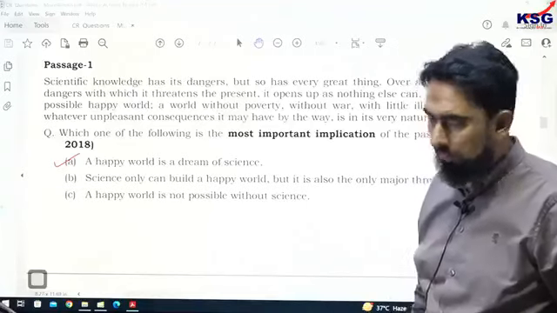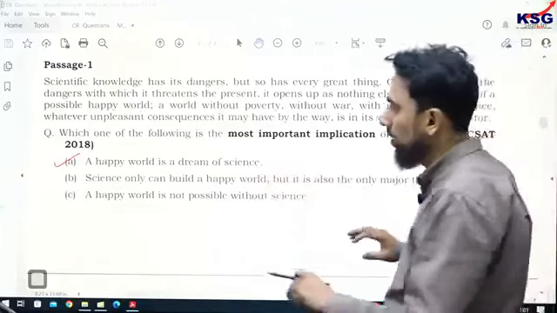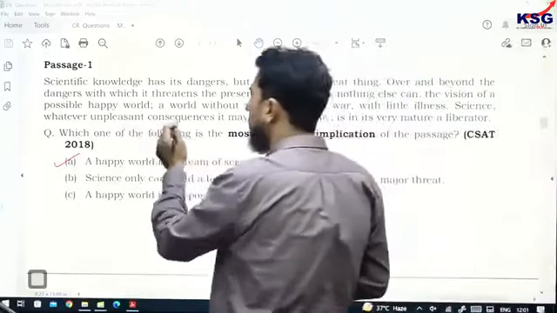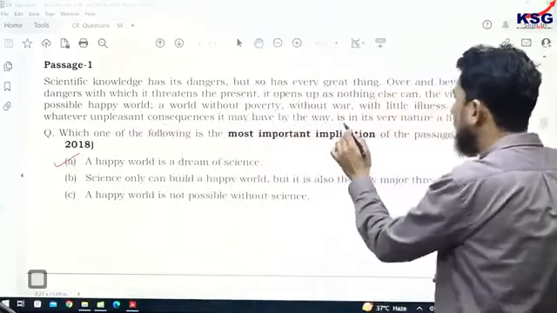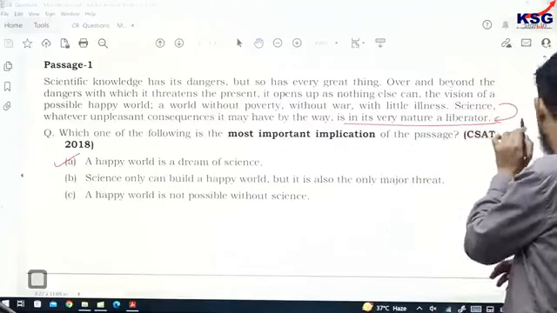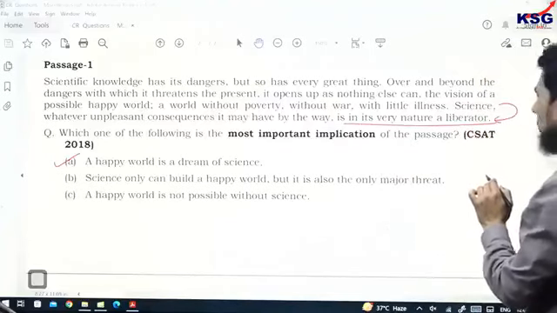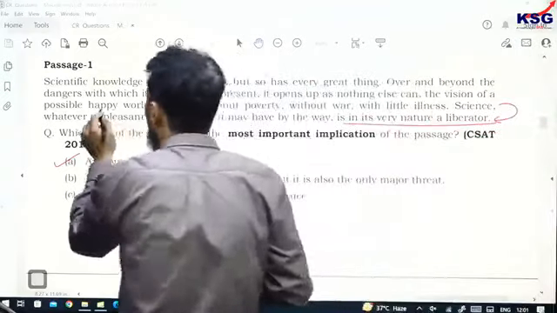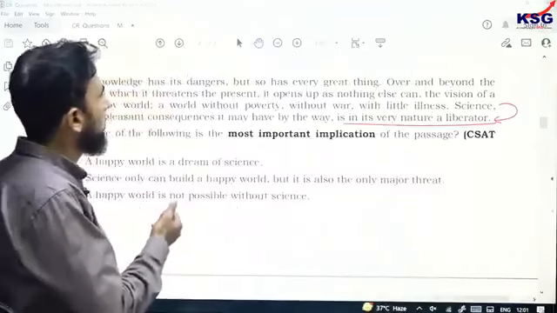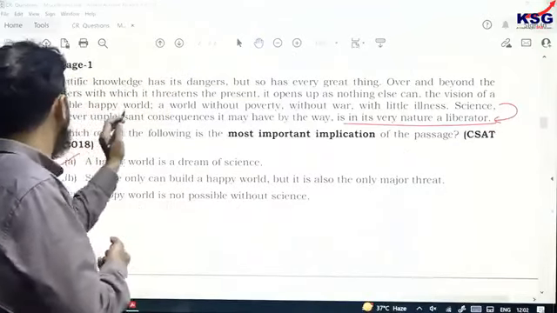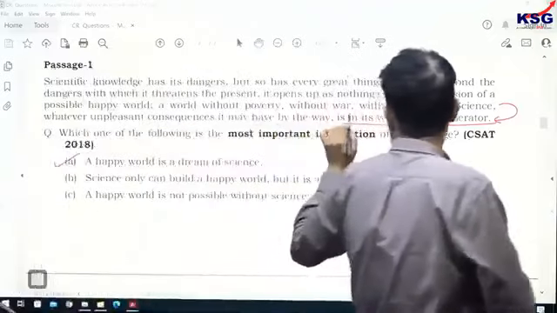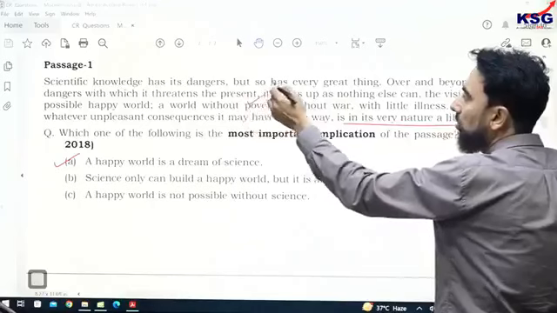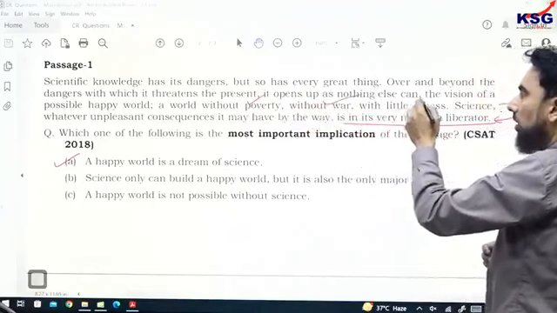Right? So passage 1, A, and I explained why this happy world is a dream of science. In the last part, the author says, science, whatever unpleasant consequences it may have, by the way, is in its very nature a liberator. So the very nature of science is that it is a liberator, and it liberates against what the previous sentence the author has mentioned. It opens up as nothing else can the vision of a possible happy world, a world without poverty, without war, with little illness. So it liberates you from poverty and war and illness.